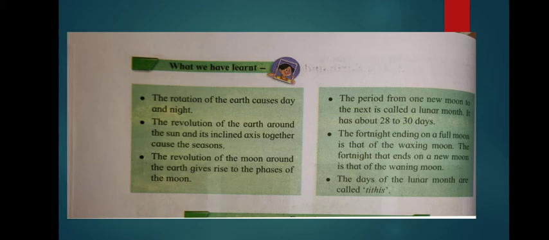The period from one new moon to the next is called the lunar month. It has 28 to 30 days. The fortnight ending on a full moon is the waxing moon. The fortnight that ends on a new moon is the waning moon. Okay, children? On full moon night, we see the entire side of the moon that faces the earth. On new moon, we cannot see any of it. Okay?